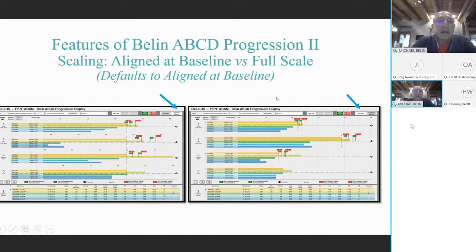You also can display, and most of you will probably never use this feature, you can display the data two different ways, and this is probably the most confusing aspect for people to understand. It's called aligned at baseline or full scale. It defaults to what's called aligned at baseline. And aligned at baseline, I'm probably going to say this twice because it is confusing to most people, graphically displays each parameter in its own scale.